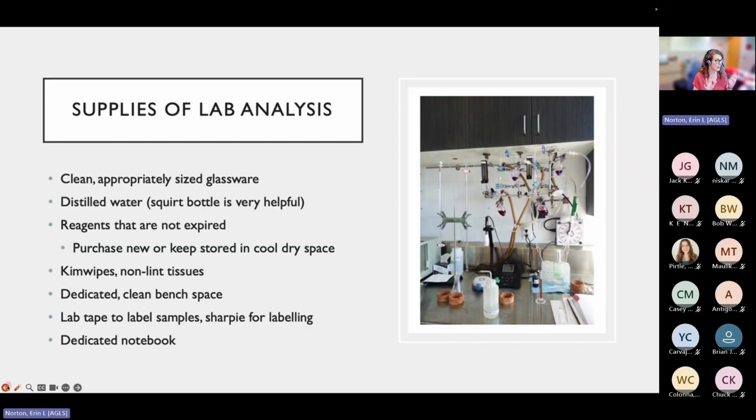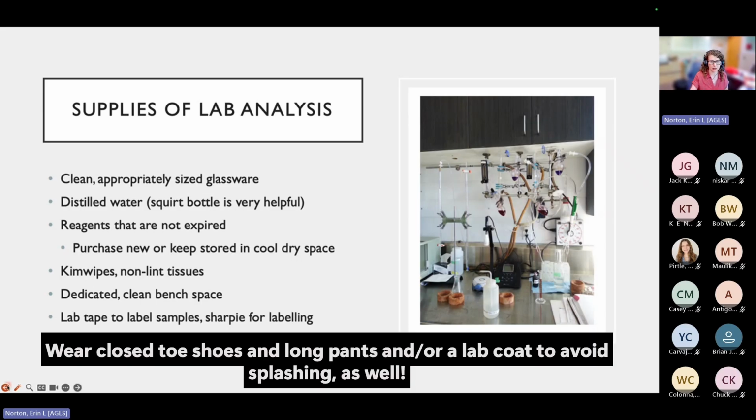Also, gloves might be a good idea. Some of the reagents, I mean, sodium hydroxide on your hands, maybe not a great thing. Nitrile gloves are a good idea to have on hand as well.